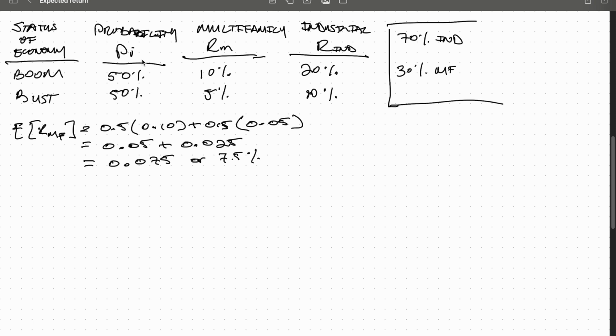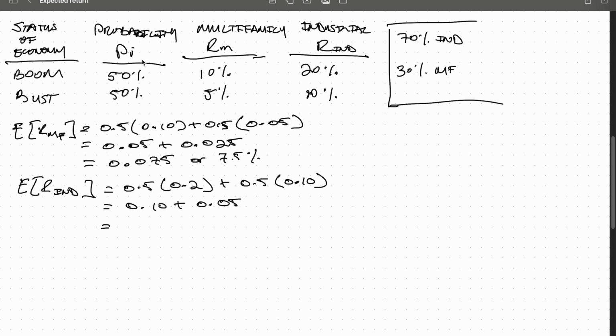Now we need to calculate the return of our industrial property in each of the two scenarios. So the expected return for industrial equals the probability of the economy having a boom and the return of the boom, plus the probability of the economy having a crash, times the return during that crash. So that is simply 0.10 plus 0.05, and we get a return of 0.15, or 15%. If you're wondering how we're getting from 0.15 to 15%, it's just times 100 and you get the 15%. Same here, times 100 and you get the 7.5%.